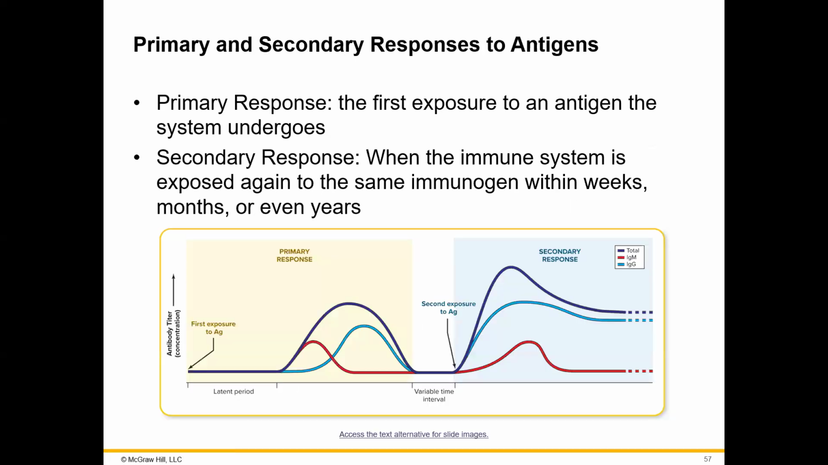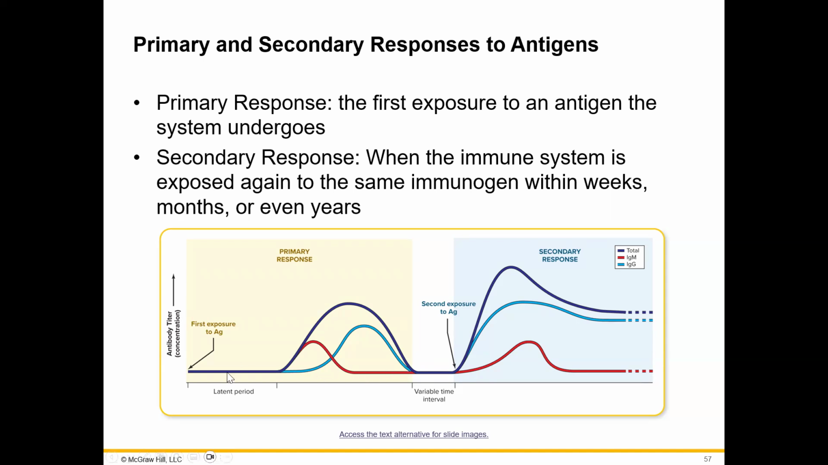So here you see a response, a primary response, and then a secondary response to a particular antigen. So the primary response, you've had the first exposure, and this is what happens to the levels. And here you're talking about IgM, IgG, and the total. And then you have a secondary exposure. So when you have the first one, what's happening in this primary response?